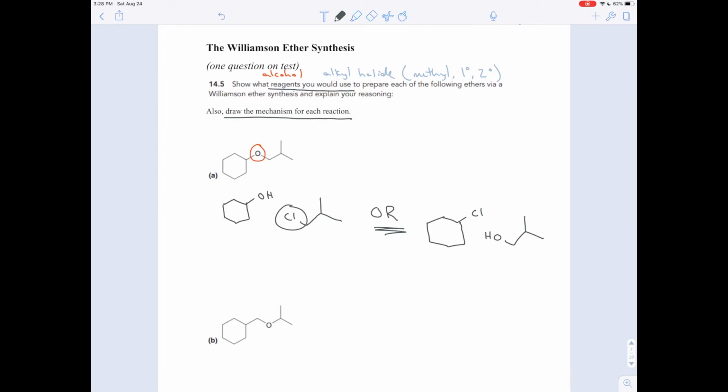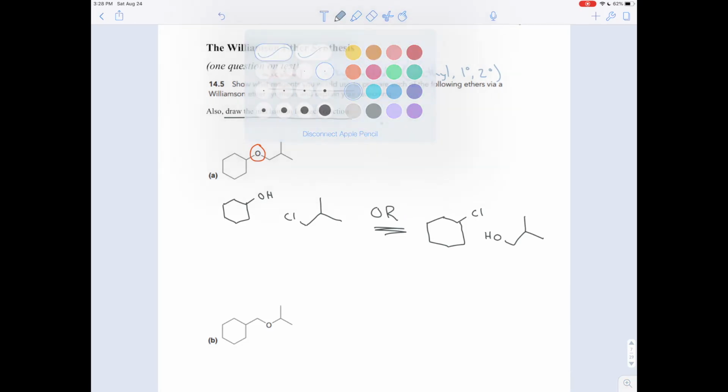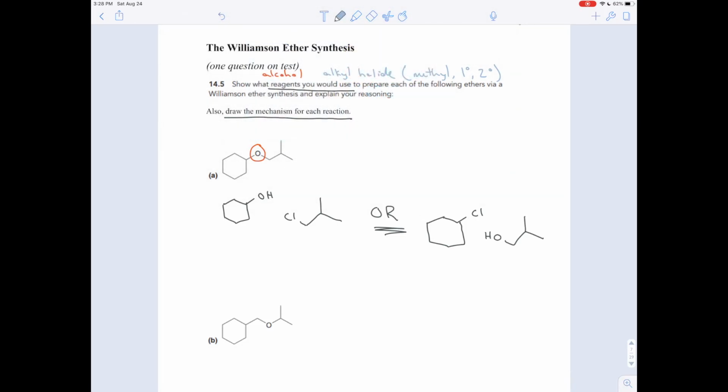Now here I'm using chlorine, but it could have been bromine or iodine also. Because it's an SN2 reaction, we want the alkyl halide to be as little substituted as possible. We want as little hindrance there as possible. So this carbon is bonded to how many other carbons immediately? Just one. So this is a primary alkyl halide.